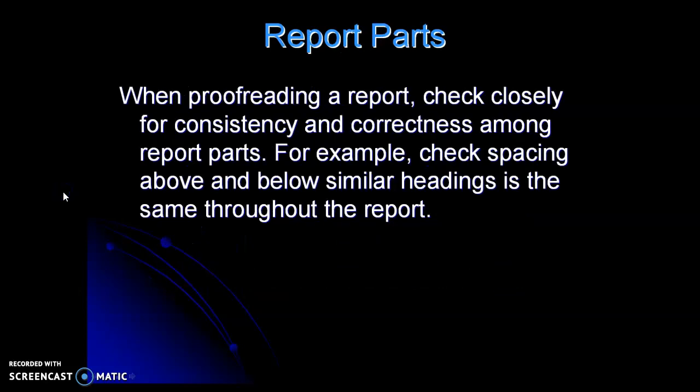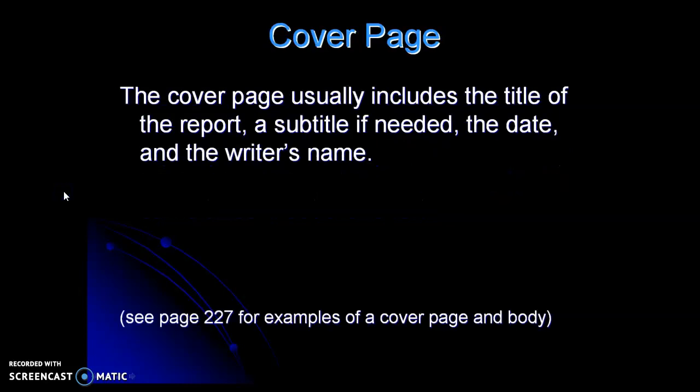Report parts. When proofreading a report, check closely for consistency and correctness among report parts. For example, check that spacing above and below similar headings is the same throughout the entire report. The cover page. The cover page usually includes the title of the report, a subtitle if needed, the date, and the writer's name. You can see page 227 for examples.